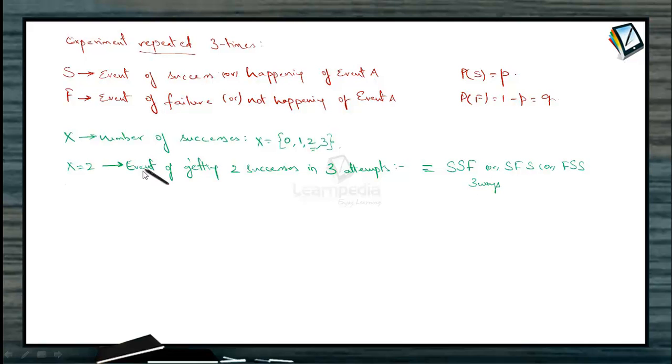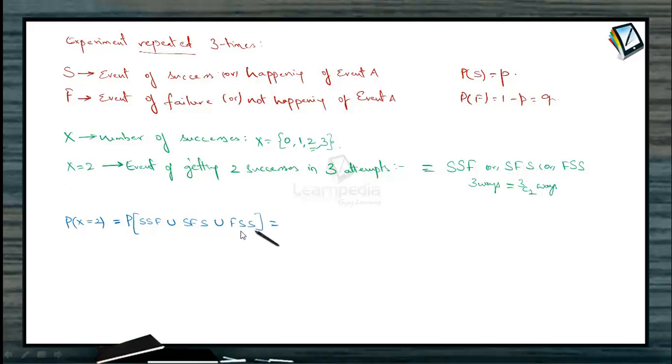The event of getting 2 successes in 3 attempts is possible in 3 ways, which we can write as 3C2 ways. Any 2 out of the 3 attempts being a success is possible in 3C2 ways. Now let's observe the probability of this event X equal to 2. The probability of the X equal to 2 event, that is getting any 2 attempts as success, is the probability of S, S, F, or S, F, S, or F, S, S.